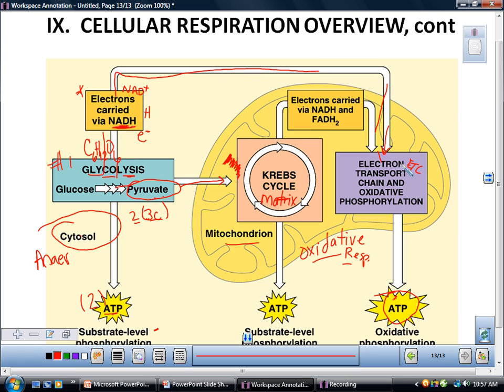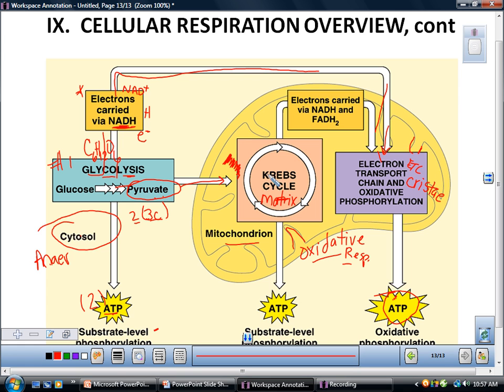The ETC is going to happen on what's called the cristae, C-R-I-S-T-A-E, which is the membrane on the inside of the mitochondria. It would be like this line right here and coming around this line right here. So it's the cristae that fold back and forth. Like this would be a cristae right here, that thing. Okay, so Krebs is in the matrix and the space, and then ETC happens on the cristae.